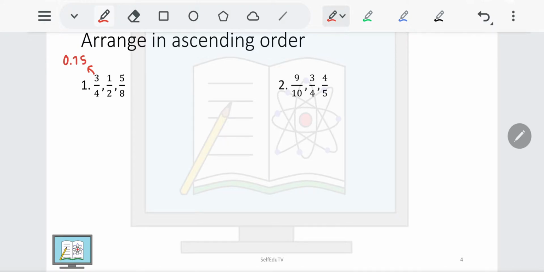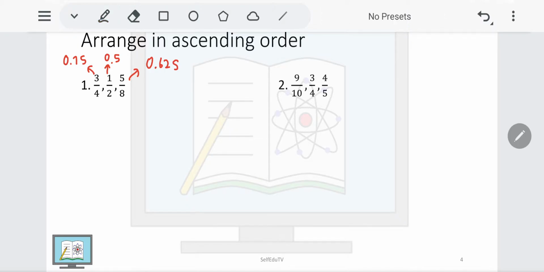3/4 will be 0.75. Half will be 0.5. 5/8 will be 0.625. And it will be quite obvious to arrange in ascending order.